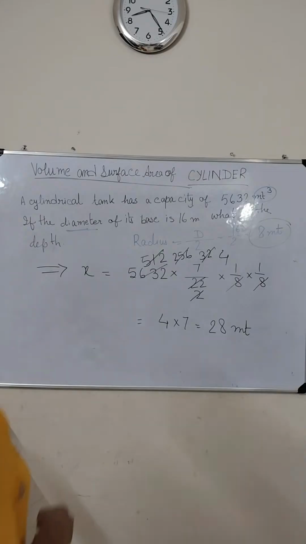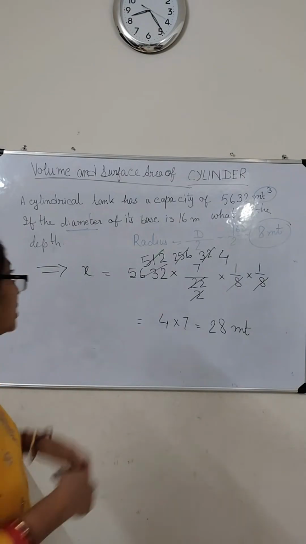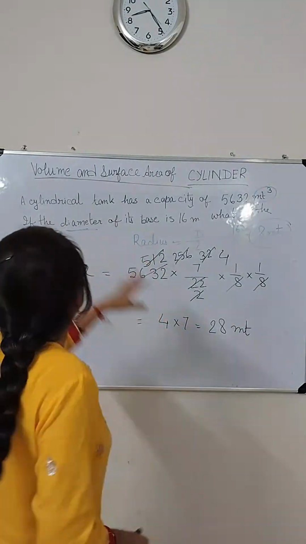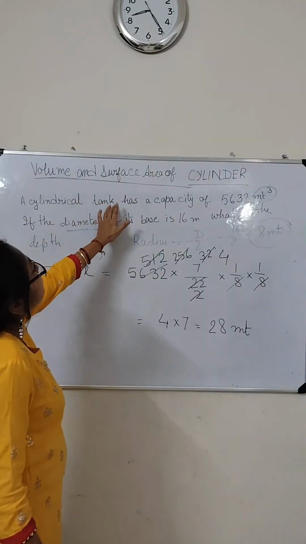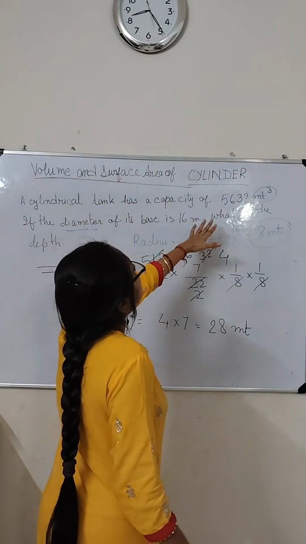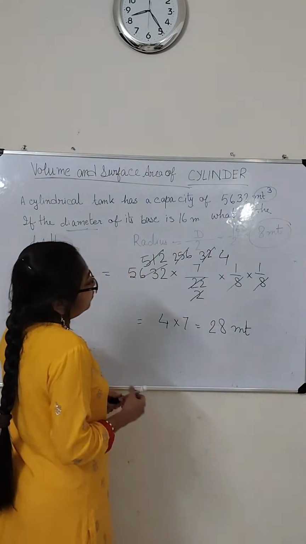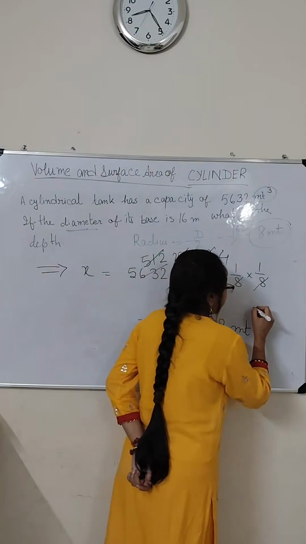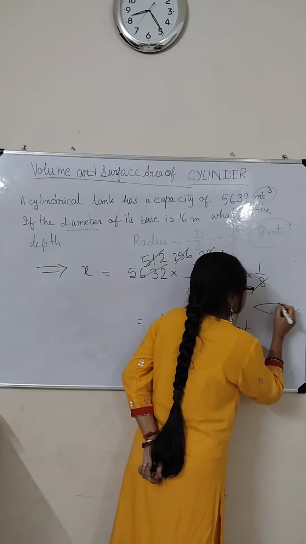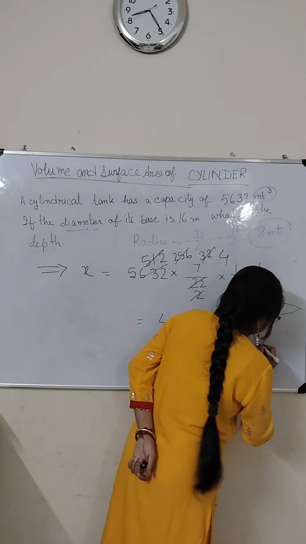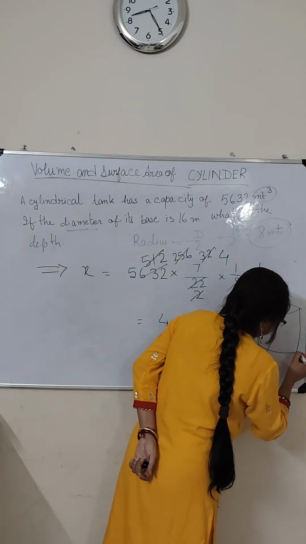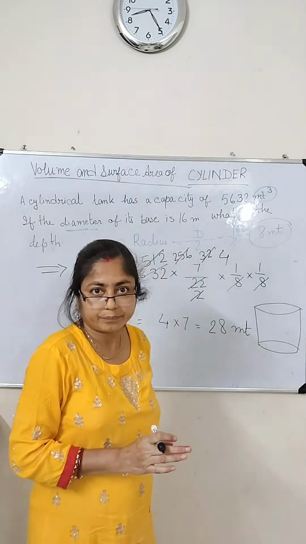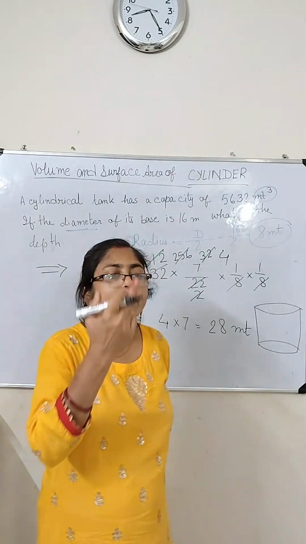I repeat the maths one more time, because in the maths there are 2 key points. Focus on those key points. A cylindrical tank has a capacity of 5632 meters per hour. First I draw a cylindrical tank here. Listen to one thing. Tanks we always use with a cover. So that is the upper side.